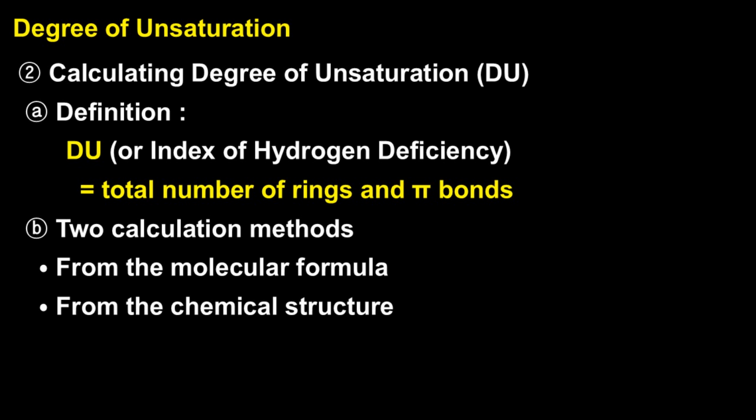The degree of unsaturation, also known as the index of hydrogen deficiency, tells us how many rings and pi bonds are in a molecule. It's a quick and powerful way to get structural hints just by looking at the molecular formula. And there are two main ways to figure it out. One is based on the molecular formula, and the other is by analyzing the structure directly. Let's begin with the formula-based approach.